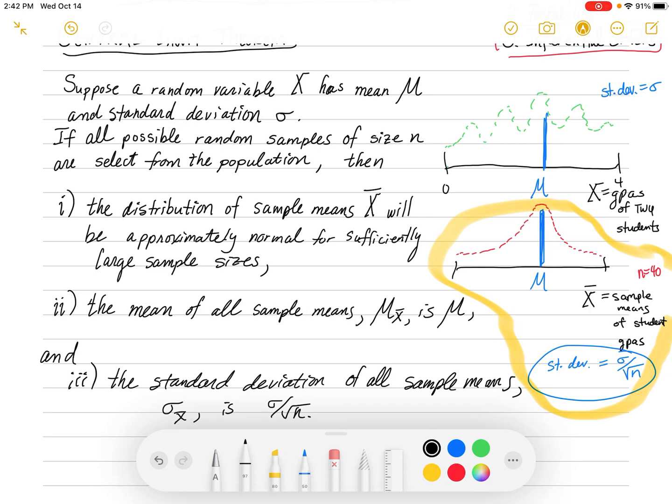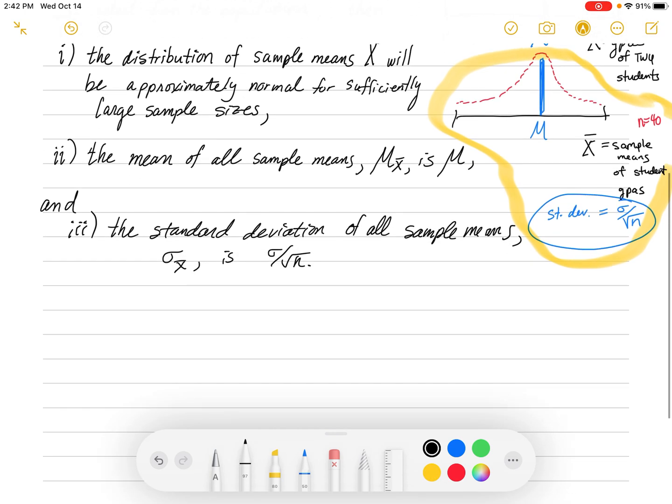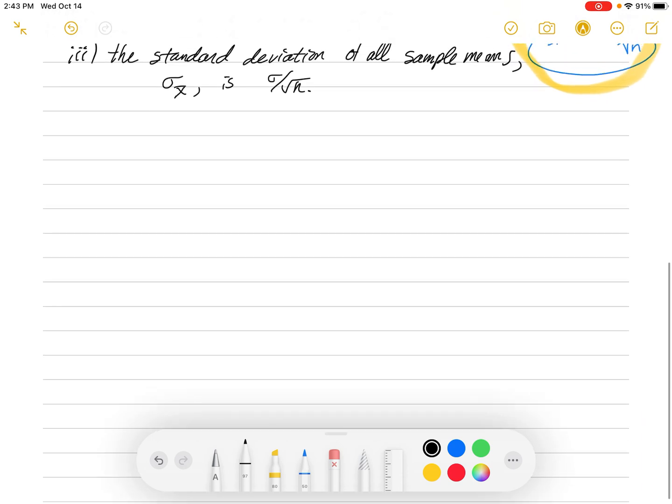Okay, let's work some problems. Can I scroll? Yes.